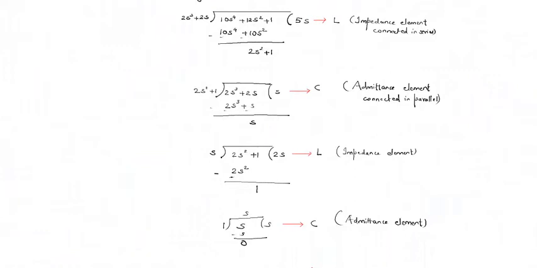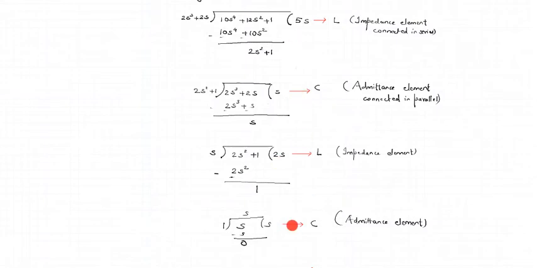So this 5s is nothing but the impedance element. The second is the shunt element, the admittance element, therefore it will go in the shunt. When we draw the circuit, this will go in the shunt path. This is again the series, and this is again the shunt element, so this is also important.